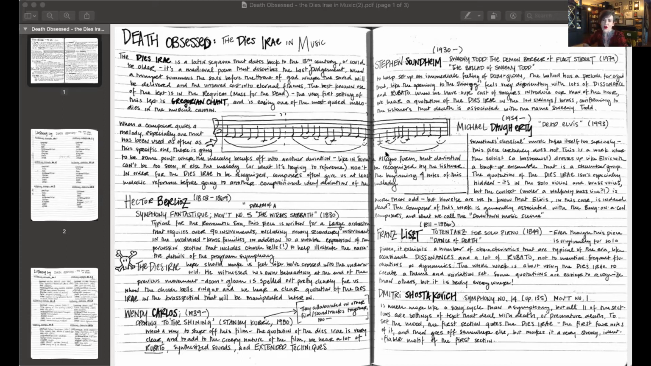So when we come back for part 3, we'll listen to a quotation of the Dies Irae in 2 other programmatic contexts. One from Stephen Sondheim's musical Sweeney Todd, the Demon Barber of Fleet Street, followed by Michael Daugherty, who wrote a rather ridiculous piece of concert music called Dead Elvis in the 90s. So we'll listen to that as well before returning to the Romantic era, because those composers were very fond of quoting pieces that incorporated the idea of death.